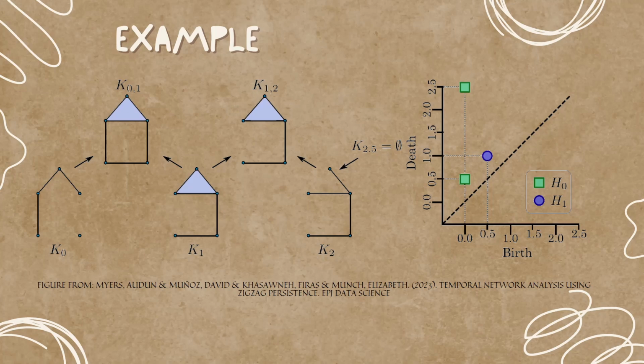And then if we look at the connected components, we have 2 connected components at the very beginning, and then they are connected into one connected component, and we have one connected component to the very end. So this little vertex is the connected component that is born at 0 and then dies at 0.5, the lower square, and then the other connected component that is present through the whole zigzag is the green square at the top of the plot.